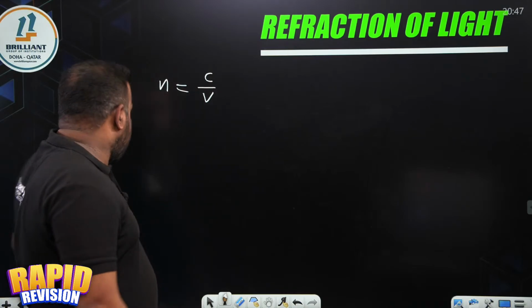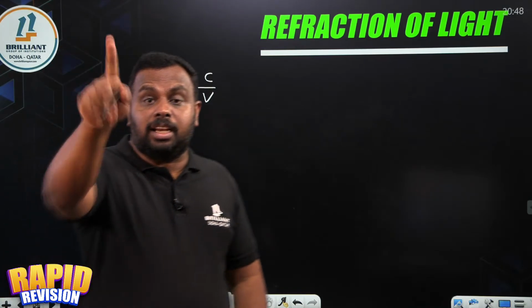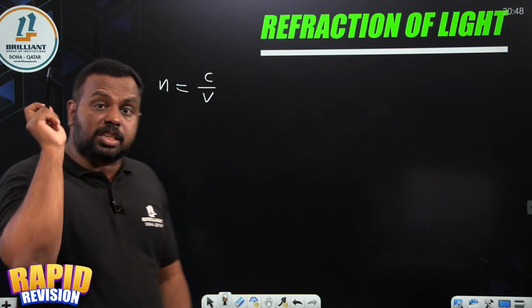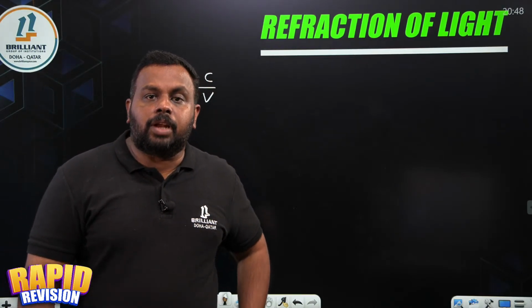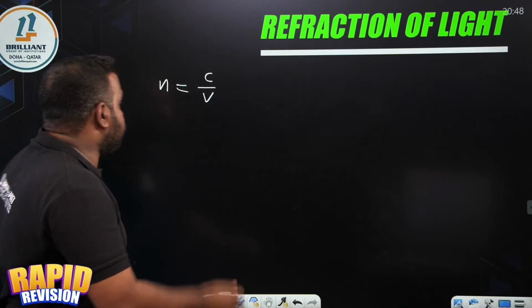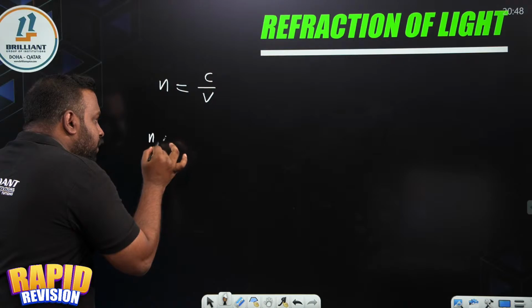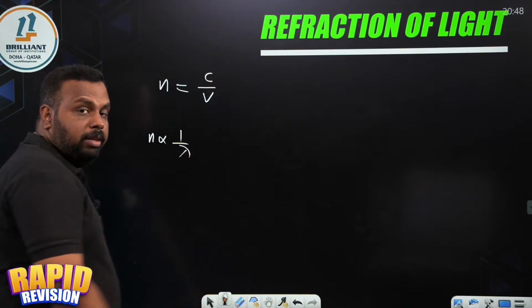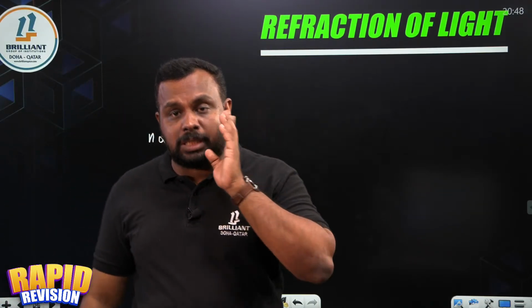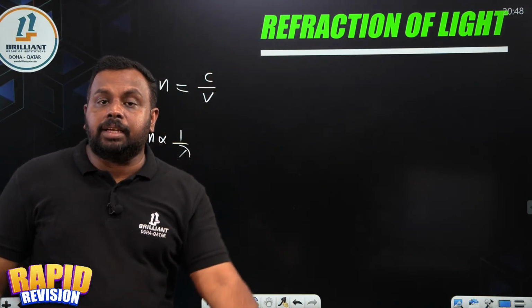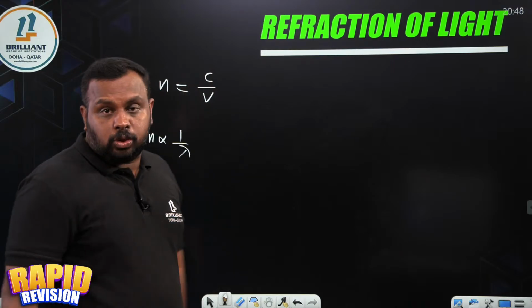So more the refractive index, less the speed of light. Please note that refractive index is inversely proportional to what? Velocity. Okay, and you have to study one more relation about refractive index. Refractive index and wavelength of light are also what? Inversely proportional. That is an idea in the wave optics chapter, but anyway, that's important. When refractive index increases, wavelength decreases. So please note these 2 points.